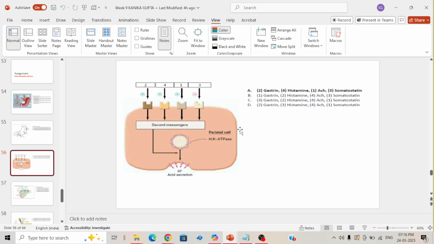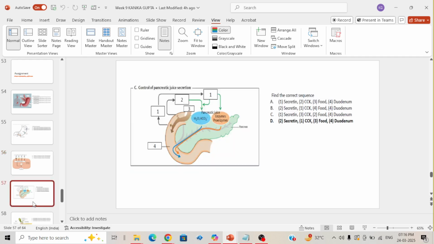What is this thing which is marked as 1? So 1, 2, and 4 are the activation signals for the parietal cell. And what are these signals? Acetylcholine, gastrin, and histamine. Yes. So these are the signals which act as activation signals for the parietal cell, and the inhibitory signal is somatostatin.